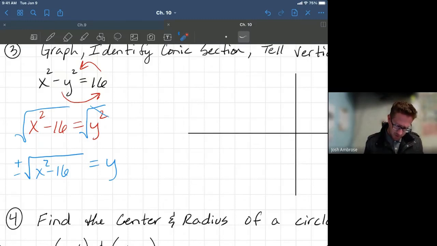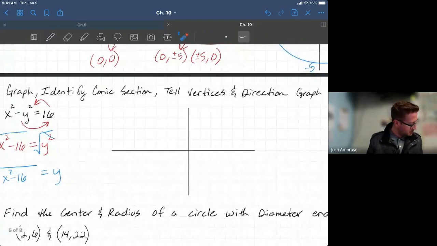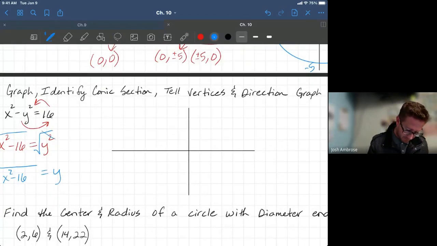And when you do that, and we zoom out a little bit, you're going to actually create a graph that is a hyperbola. Okay, so the hyperbola, and it looks like we're at about a negative 4 and a positive 4.